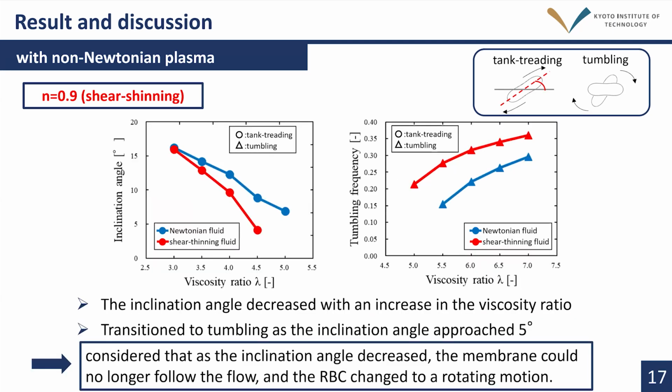This graph shows the viscosity contrast on the horizontal axis and the inclination angle and tumbling frequency on the vertical axis, respectively. The inclination angle decreased with an increase in the viscosity ratio. And at the transition to tumbling, the inclination angle approaches 5. We consider that as the inclination angle decreased, the membrane could no longer follow the flow, and the RBC changed to a rotating motion.